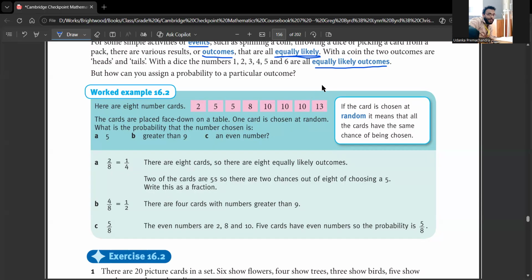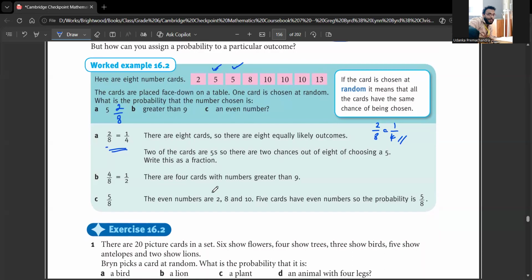Altogether there are 8 cards. How many number 5s are there? There are 2. So 2 out of 8. You can simplify it by dividing both by 2, so it is 1 over 4. There are 8 cards, so there are 8 equally likely outcomes, and the two fives have an equal chance. So 2 out of 8, otherwise 1 over 4. Clear?